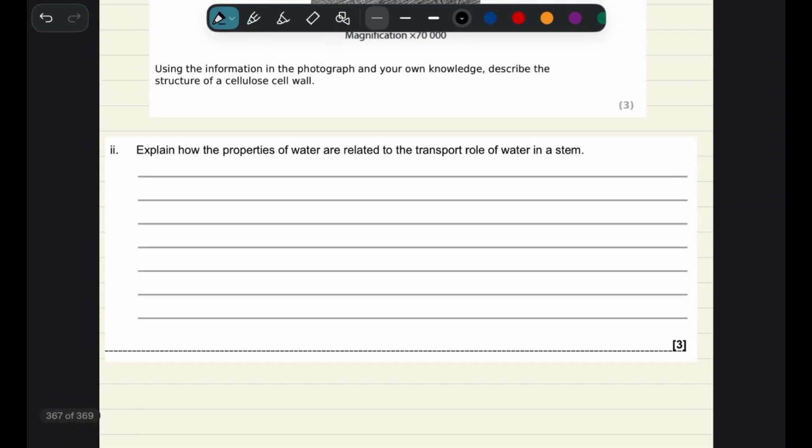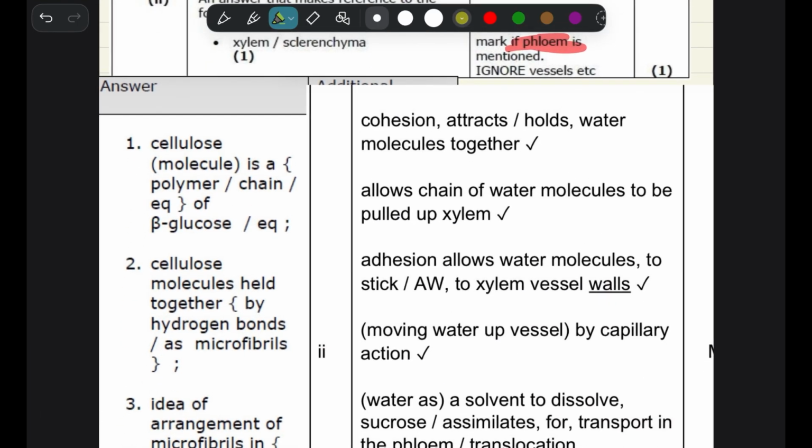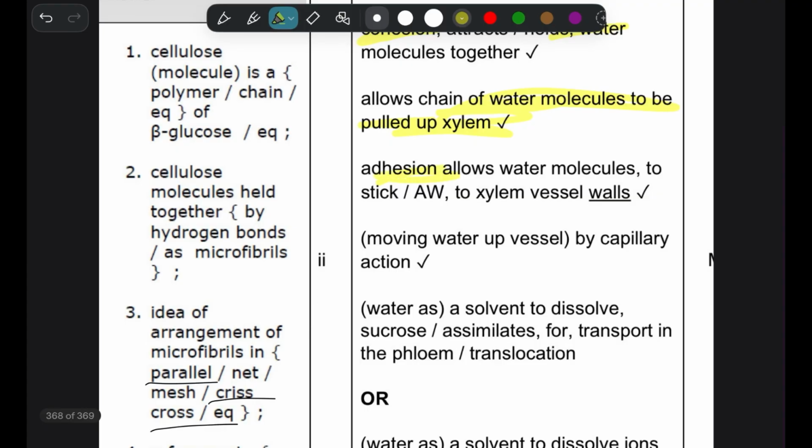Now, the next question was talking about water related to the transport role in the stem. So I should have highlighted, but related to the transport role of water in the stem. So we're going to want to talk about, okay, when we're talking about water in the stem, we're mainly referring to cohesion tension theory in the xylem vessels. So you want to talk about cohesion, water together. You want to talk about how they pull each other up the xylem. Yeah. You can also mention adhesion, putting it to the wall.